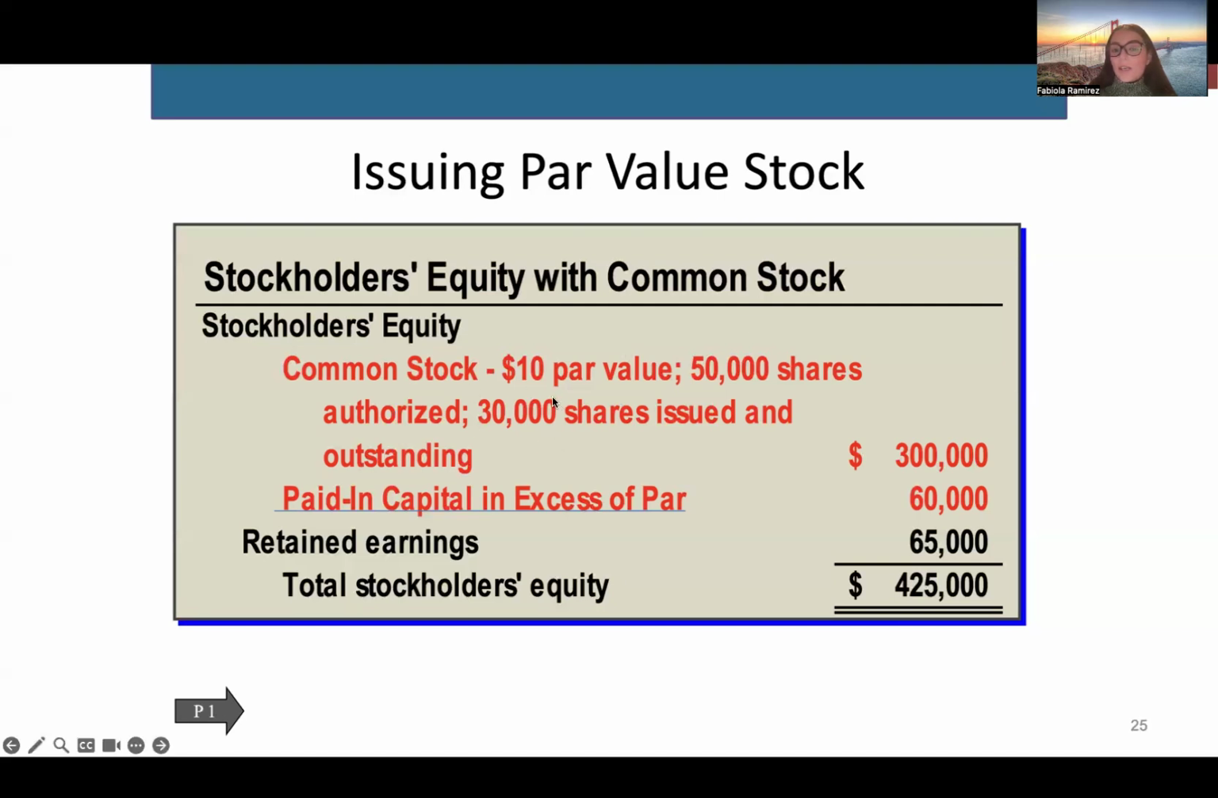Moving on, it says 30,000 shares are actually issued and outstanding. Common stock is reported on the balance sheet at par value. However, we still have a balance in our APIC account, and that amount is usually reported right under common stock, also in the equity section of a balance sheet.